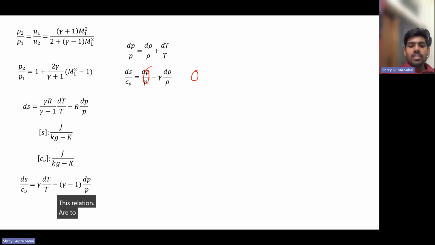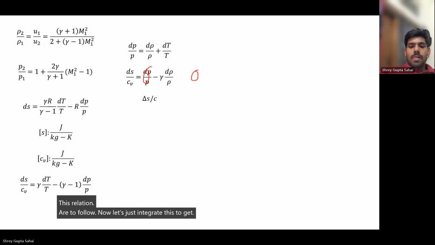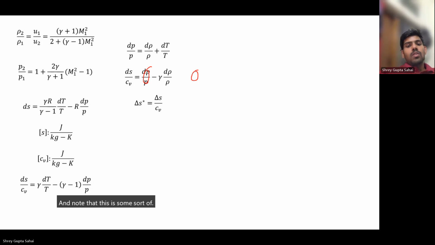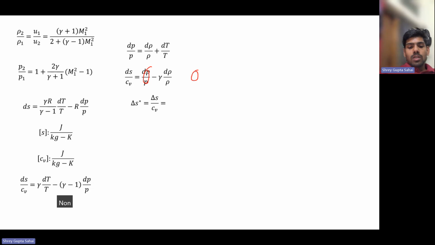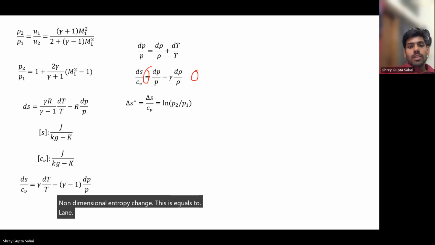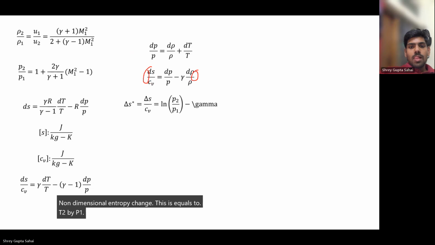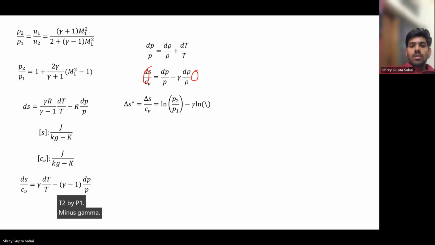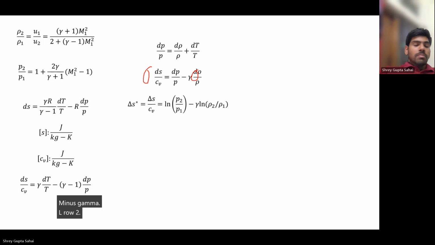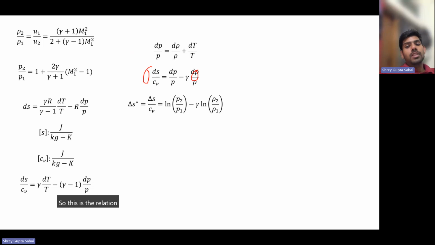to follow. Now let's just integrate this to get, and note that this is some sort of non-dimensional entropy change. This is equal to ln P2 by P1 minus gamma ln rho 2 by rho 1. So this is the relation that we're going to use. Now let's substitute this thing.